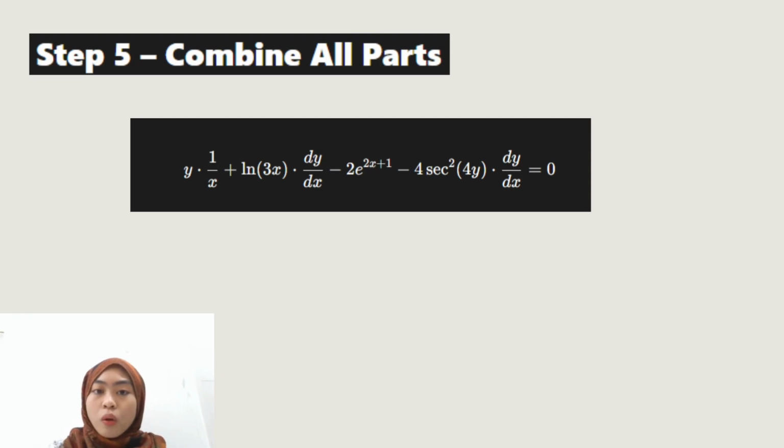Step 5. Combine all the terms. Now, we combine all three differentiation parts. The first part, y over x plus log 3x times dy over dx, minus 2 times e to the power of 2x plus 1, minus 4 secant squared of 4y times dy over dx. And this all equals 0.